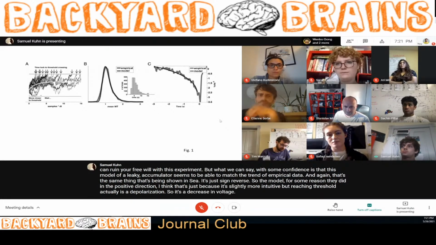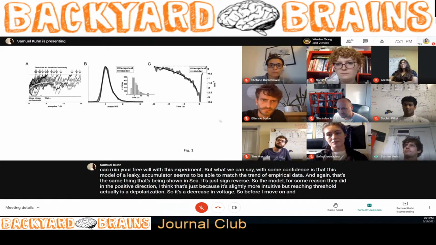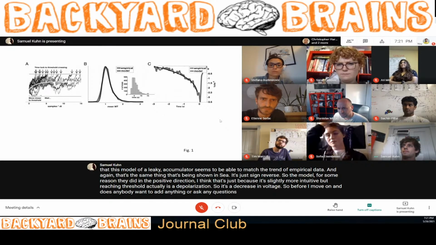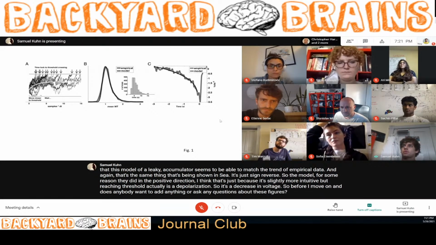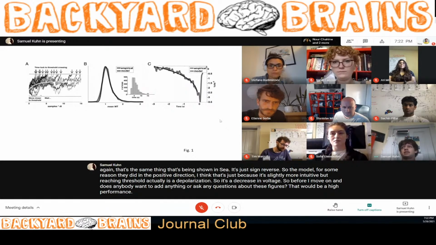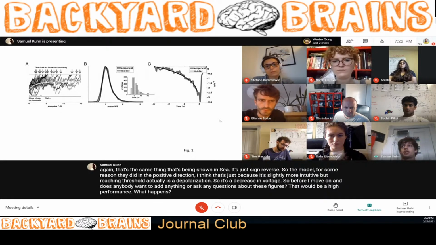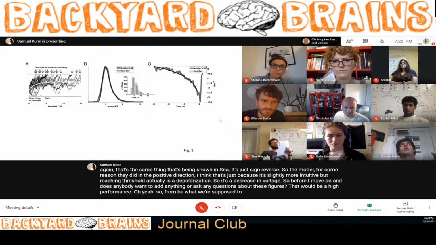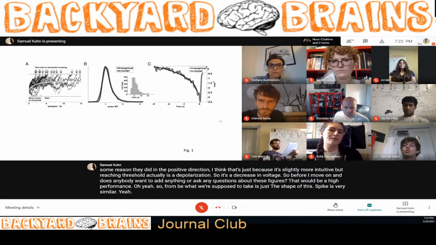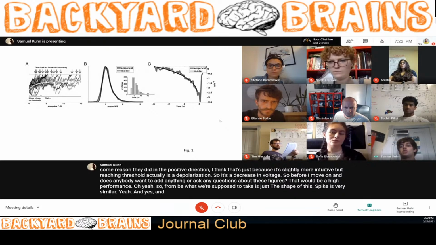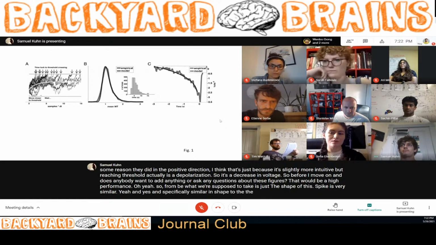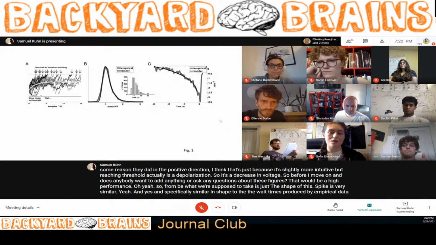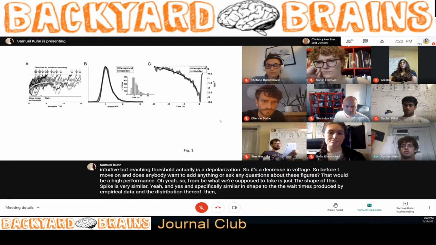So from B, what we're supposed to take is just that the shape of this spike is very similar, regardless of when it happens. And specifically similar in shape to the wait times produced by empirical data and the distribution thereof. That makes sense. And so right now we're talking about wait times, but we'll also get into the individual traces for each. We'll talk about EEG activity instead of wait times in the later figures, if that makes sense. Everyone good? Yeah. Okay, and please interrupt if you have questions.